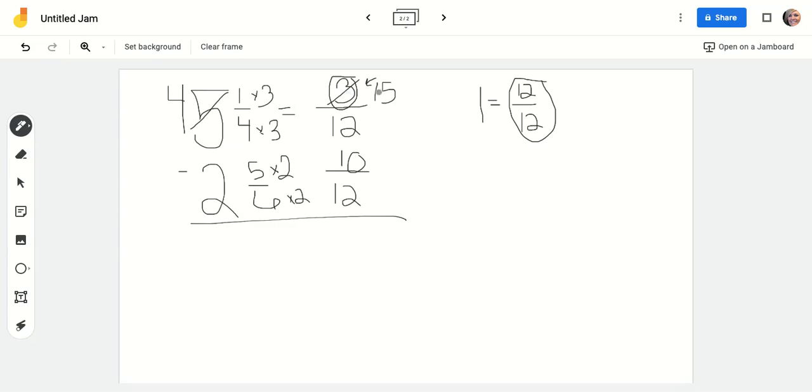So then 15 minus 10 is going to give me 5. And then my denominator stays the same. And then 4 minus 2 is equal to 2.